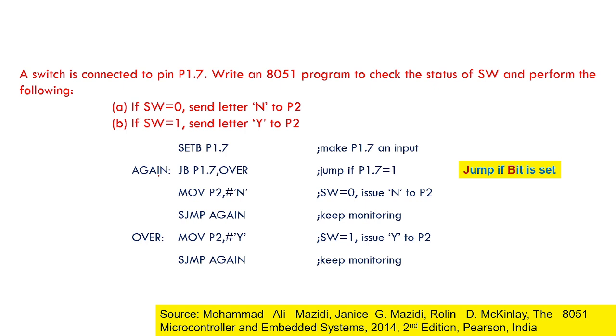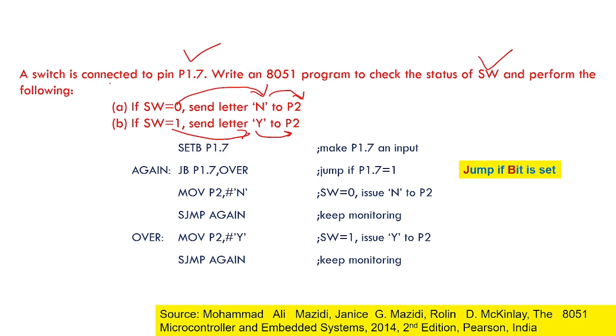The next program: a switch is connected to pin 1.7. Okay, the switch is connected, that means I need to configure 1.7 as an input port. Write an 8051 program to check the status of SW and perform the following. What is the SW? I need to check the SW. If it is 0, I want to send the letter N to port P2. Similarly, if SW is 1, I want to send the letter W to port 2. Very simple logic.